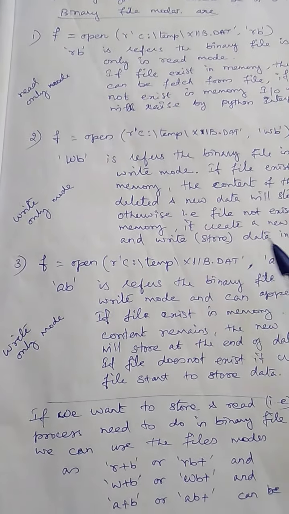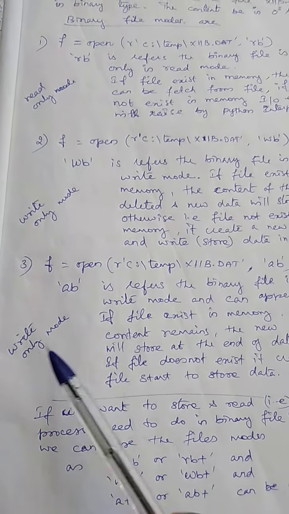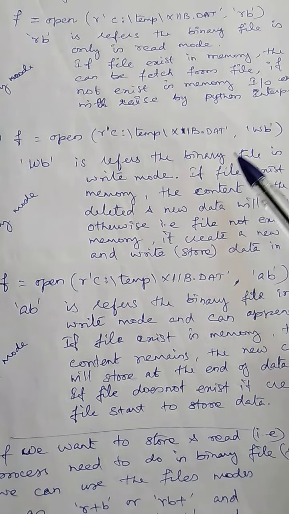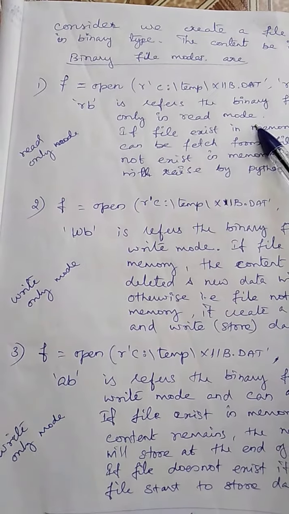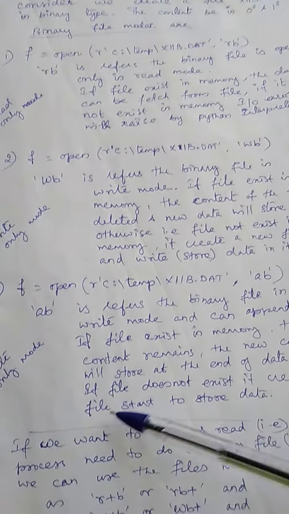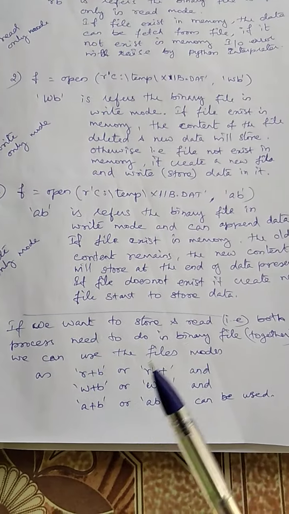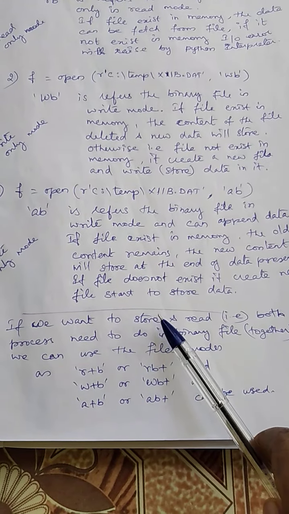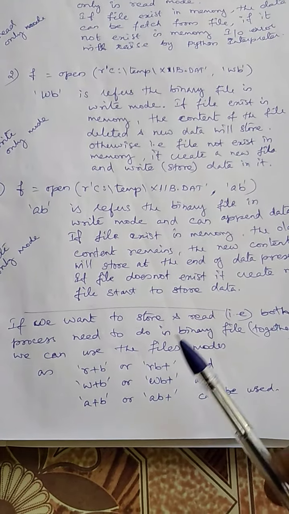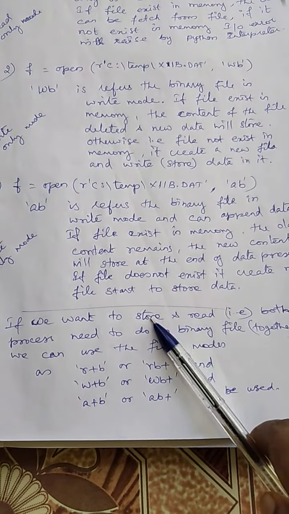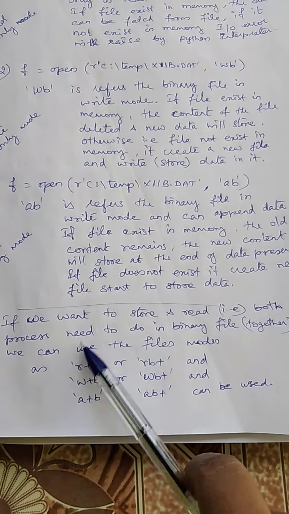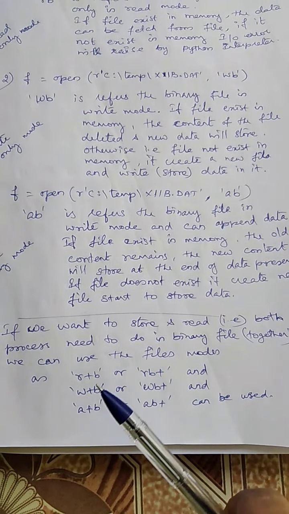So the AB mode is also write only. We are able to store the data, we cannot get the data out. Here also we are able to store the data, we cannot get it out. Here in the read mode, we are able to fetch the data, we cannot store there. Okay, suppose we want to do both operations: storing the data, that is writing the content, as well as reading the data, that is fetching out the data. We want to do the two operations together in our program. So what file mode can be used for this binary file?